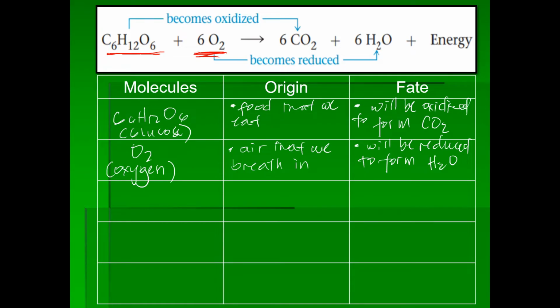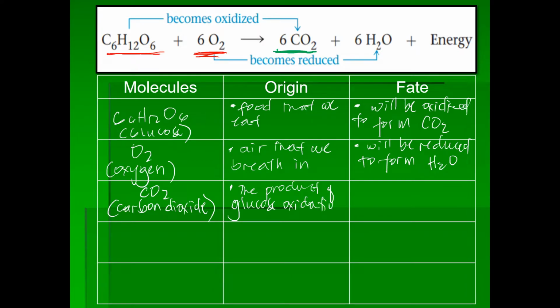Now, let's proceed with the products. The first product here, class, is carbon dioxide. So, we have here CO2, carbon dioxide. Where does carbon dioxide come from? Carbon dioxide is the product of glucose oxidation.